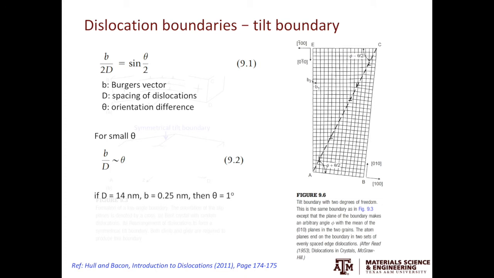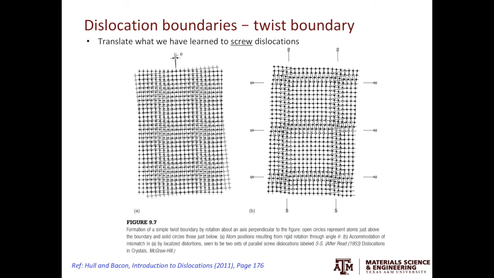Let's put some numbers in. If the dislocation spacing is 14 nanometers and the Burgers vector is 0.25 nanometers, then the misorientation angle theta is 1 degree. We can also translate what we learned from those edge dislocations to screw dislocations. The example on the left shows the atomic positions resulting from rigid rotation, where the empty circles show one crystal and the solid circles show another crystal. To remove such abrupt change, as well as to accommodate the mismatch, one can introduce screw dislocations to form a dislocation boundary, and the resultant boundary is called a twist boundary.